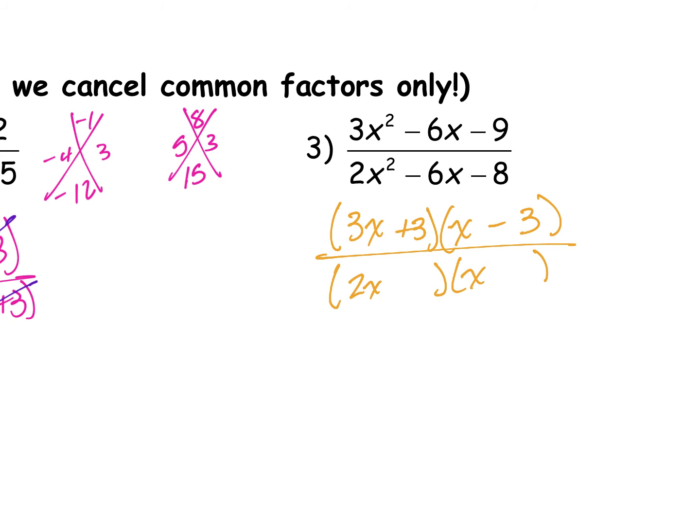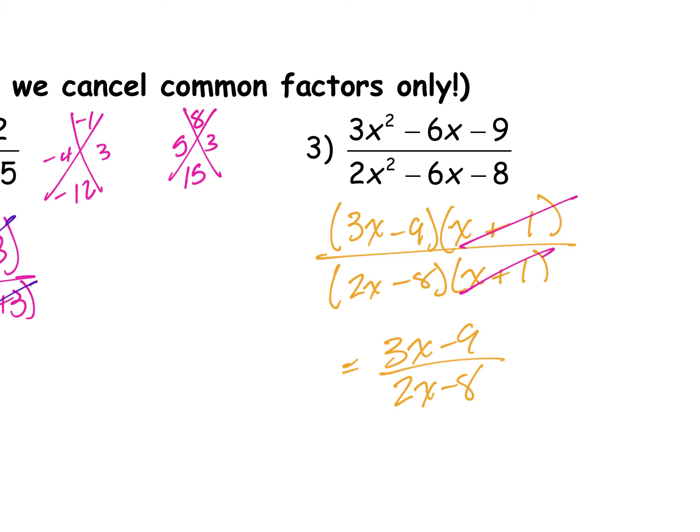I'm thinking that this is not the right factor. I mean, I know it works, but I'm thinking that maybe this is 9, negative 9, and plus 1. I think that works better. Because I'm thinking this is negative 8 and plus 1. Because 8 minus 2 is 6, right? Yeah. Okay, so the plus 1's go away. And I get left with 3x minus 9 over 2x minus 8. Oof. That was a tricky one.